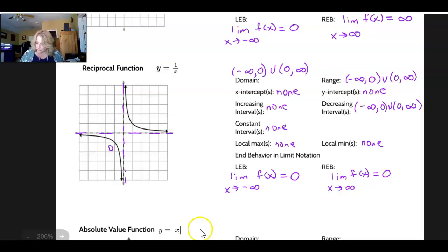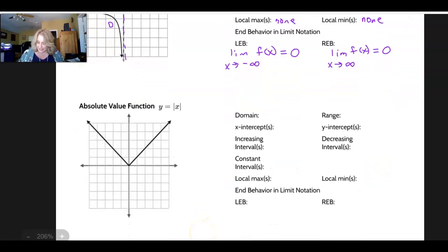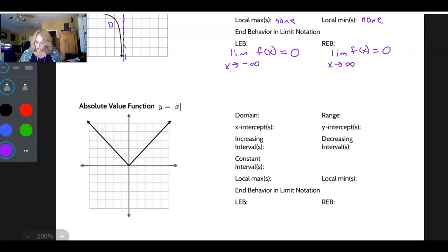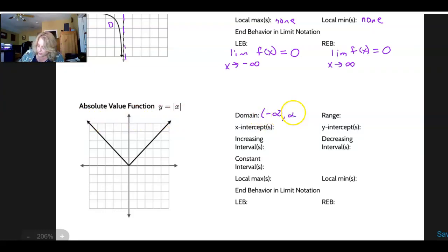And then the last function that we're going to cover today, I know you're delighted, is the absolute value function. The absolute value function almost looks like a parabola, except it's that straight line, right? And so the domain is still going to go forever to the left and forever to the right. So we're going to say negative infinity to infinity. Range, though, starts at 0, and 0 is included. So we write a bracket, and we say from 0 and then forever up. There's an x-intercept, right? It hits the x-axis at 0, 0. And it also hits the y-axis at 0, 0.